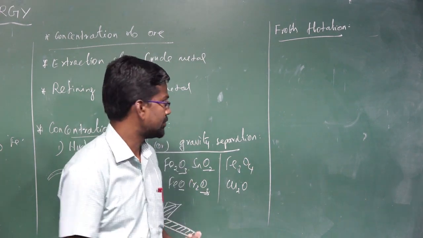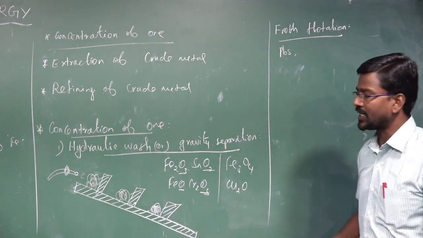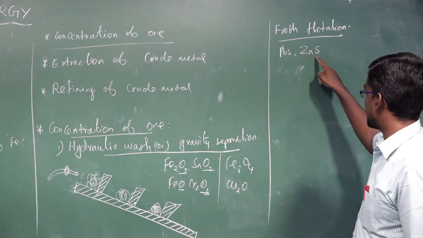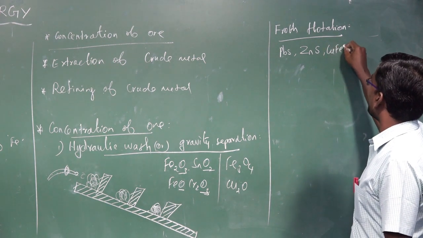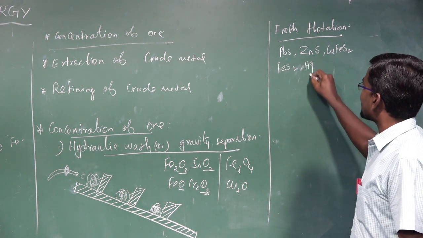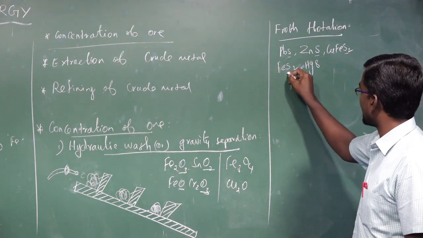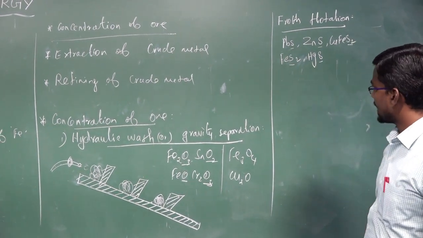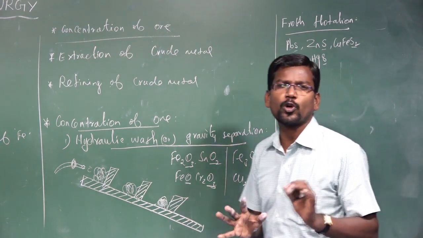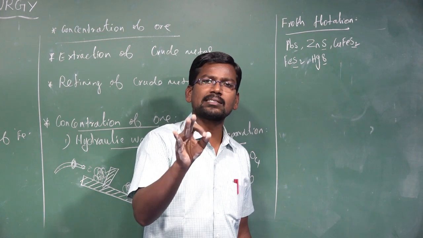For example, galena, PbS. Zinc blende, ZnS. Copper pyrite, CuFeS2. Iron pyrite, FeS2. Cinnabar, HgS. In these ores, all are sulfide ores. Sulfide ores are first concentrated by the froth flotation process. So the froth flotation process is mainly applicable for concentration of sulfide ore.